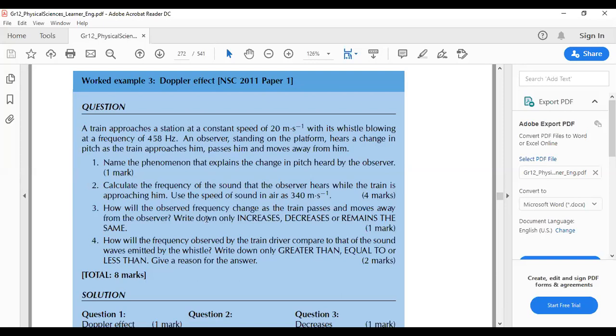And how will the observer frequency change as the train passes or moves away from the observer? Write down increase, decrease, or remain the same. And how will the frequency observed by the train driver compare to that of the sound wave emitted by the whistle? Write down greater than, equal to, or less than, and give a reason why. Okay.